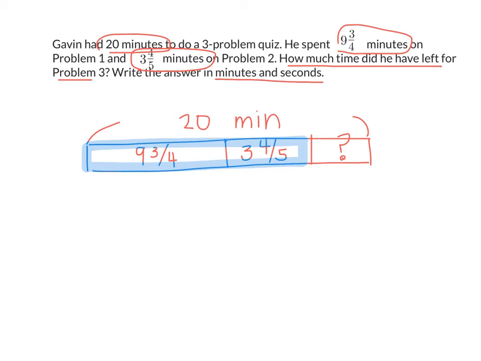So let's think to ourselves. 9 3/4 is pretty close to how many minutes? 10. 10 minutes, okay. And 3 4/5 is pretty close to? 4 minutes. So almost how much time has he used up? 14 minutes. And so how much time would he have left? 6. Okay. Now, did he actually use up 14 minutes? No. Did he use up more or less than 14 minutes? Less. So should he have more or less than 6 minutes left? More.